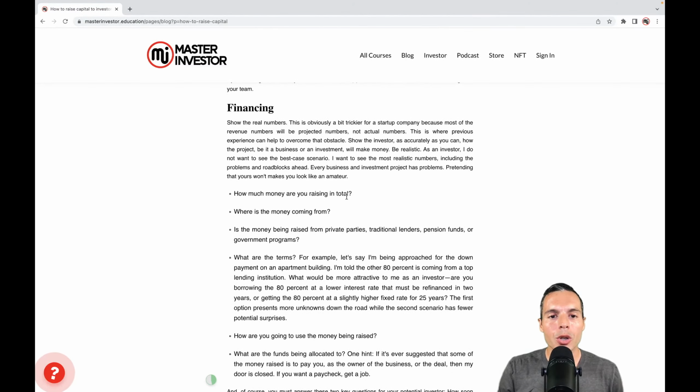Financing. Show the real numbers. This is obviously a bit trickier for a startup company because most of the revenue numbers will be projected numbers, not actual numbers. This is where previous experience can help to overcome that obstacle. Show the investor as accurately as you can how the project, be it a business or an investment, will make money. Be realistic. As an investor, I do not want to see the best case scenario. I want to see the most realistic numbers, including the problems and roadblocks ahead.